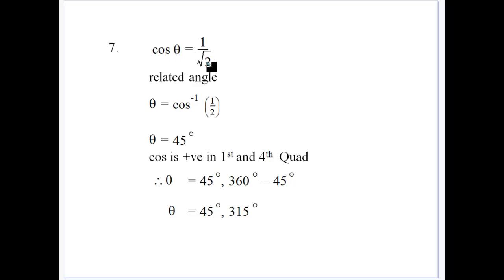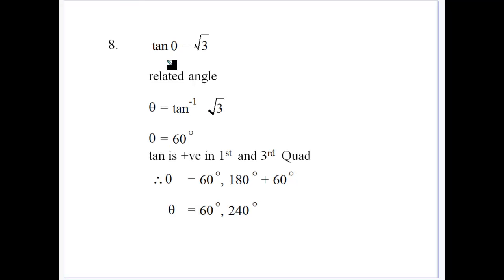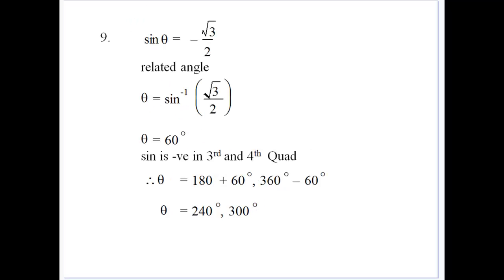Cosine of theta is 1 on root 2. Our related angle is 45. Cosine is positive, so first and fourth quadrants, and we can get our solutions by subtracting the related angle. Tan of theta is equal to root 3, so our related angle is 60 degrees. And tan is positive, so first and third quadrants are the two we want. And so we get our related angle and add it to 180 to give 240.